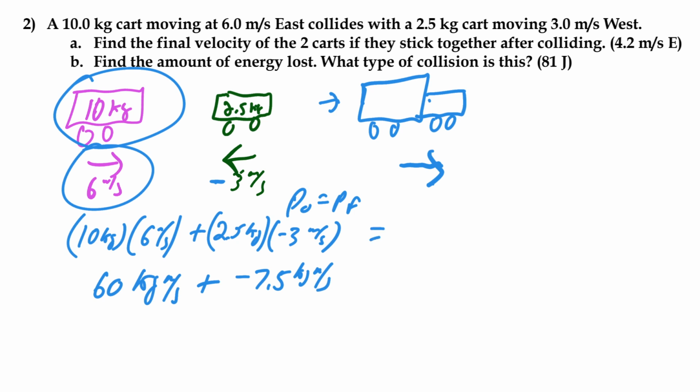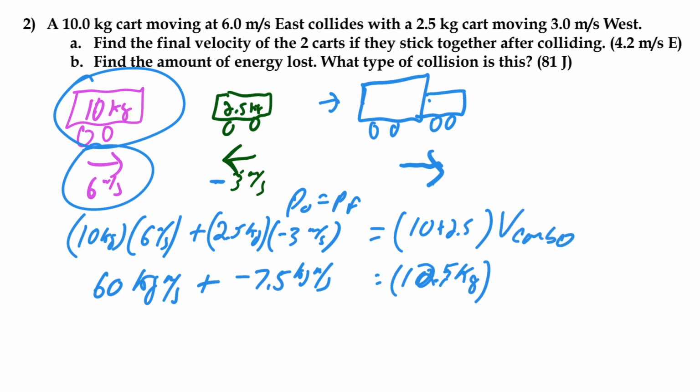Now their momentum afterwards, the masses are going to be combined, right? So this is going to be 10 plus 2.5, or 12.5 kilograms, times their combined velocity. So the initial momentum, 60 minus 7.5, that's going to be positive 52.5.